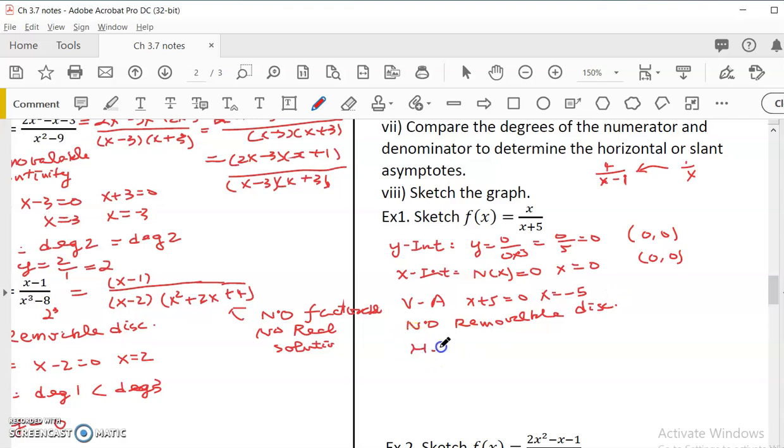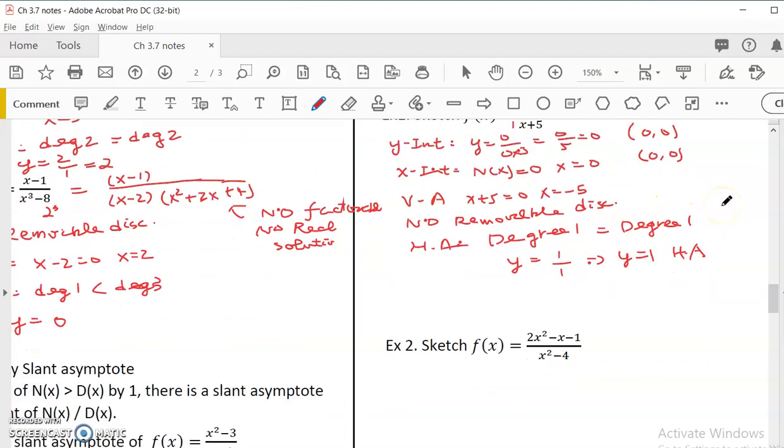What about the horizontal asymptote? We look at degree. Degree 1 in both the numerator and the denominator. Same degree, so we look at the leading coefficients. This is 1 and this is 1. So 1 over 1, that is y equal to 1, the horizontal asymptote. Okay, so we are ready to graph. And there's no slant asymptote, of course.